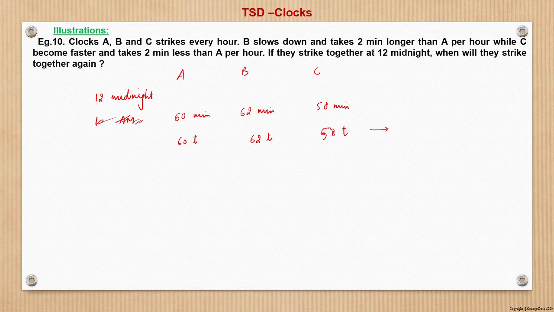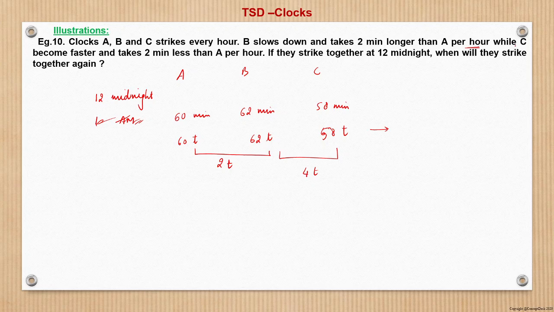B slows down and takes 2 minutes longer than A per hour, right? So if it is after T hours, it will be 2 into T. That is what we have done here, right? If we see the difference between A and B, it is 2T, and between B and C, it is 4T, and that is what has been given. B takes 2 minutes longer than A per hour. So if it is 3 hours, it will be 2 into 3.